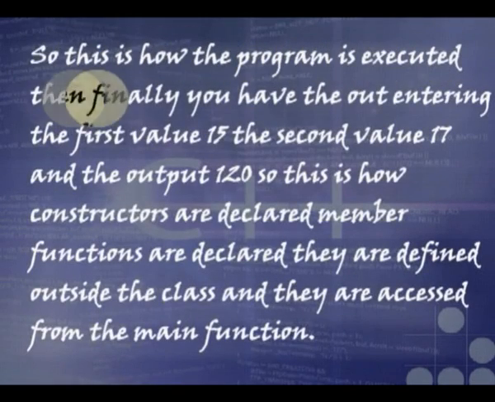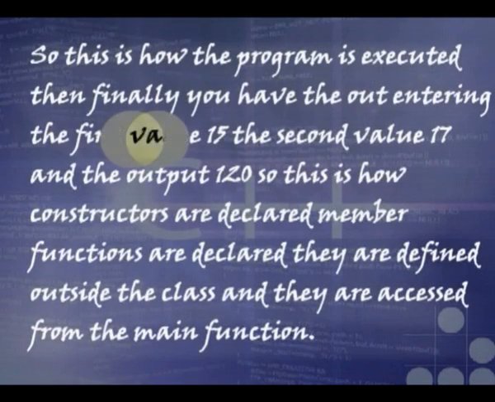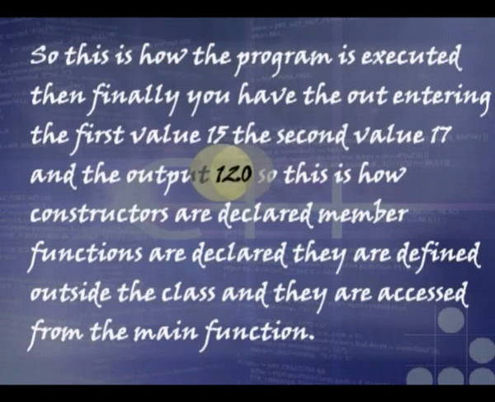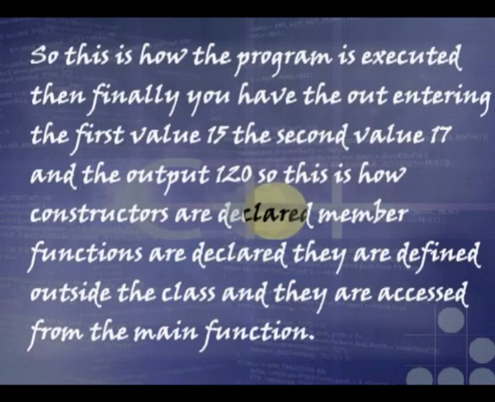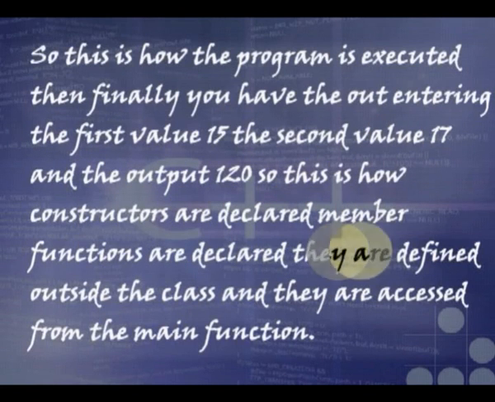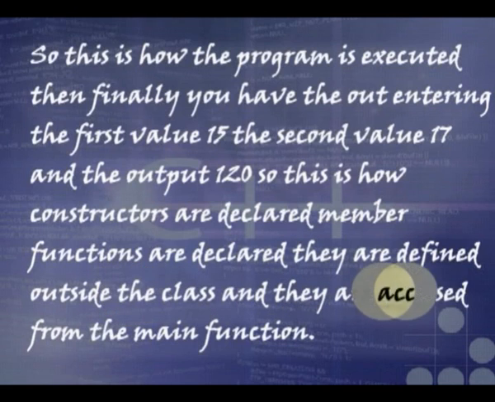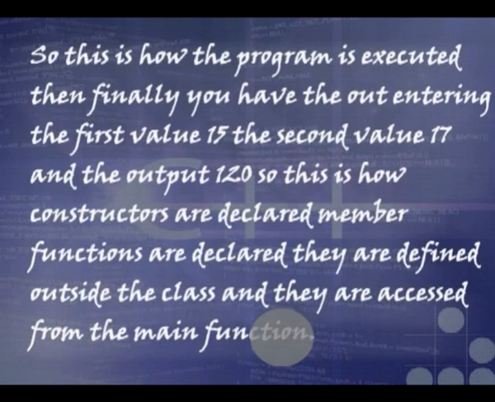Then finally, you have the output where you are entering the first value 50, the second value 70 and the output is 120. So, this is how constructors are declared, member functions are declared, they are defined outside the class and they are accessed from the main function.